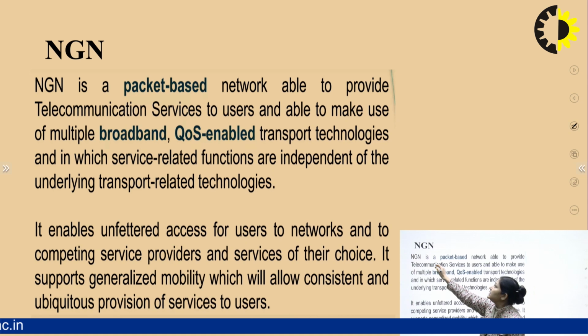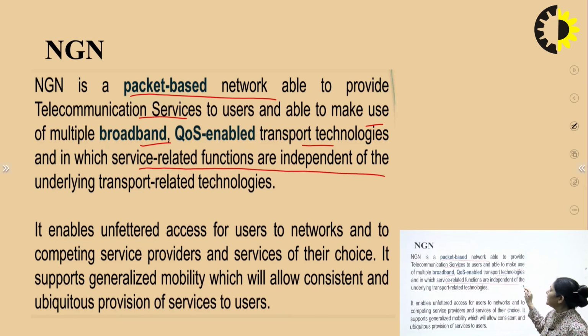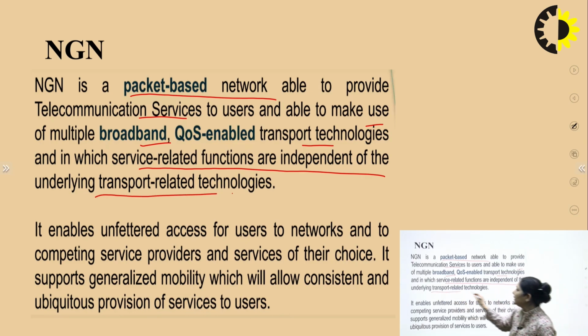Now, NGN is a packet-based network able to provide telecommunication services, including circuit switched telecommunication services. So, NGN is a packet-based network that is able to provide telecommunication services to the users and able to make use of multiple broadband, quality of service enabled transport technologies, and whose service related functions are independent of the underlying transport related technologies. So, the upper layers are not dependent upon the lower layers, that is the transport layer.